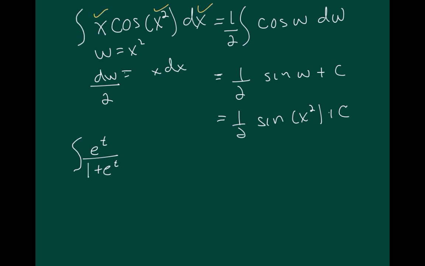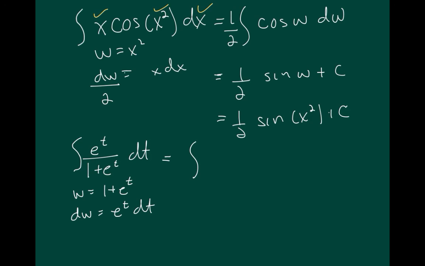Sometimes we don't recognize a function as being in another function. So here's a trick to look for. Sometimes being in the denominator is an inside function. So here I'm going to let w equal 1 plus e to the t, and the derivative of that, of course, is just e to the t dt. I left that off here. So let's try rewriting that.